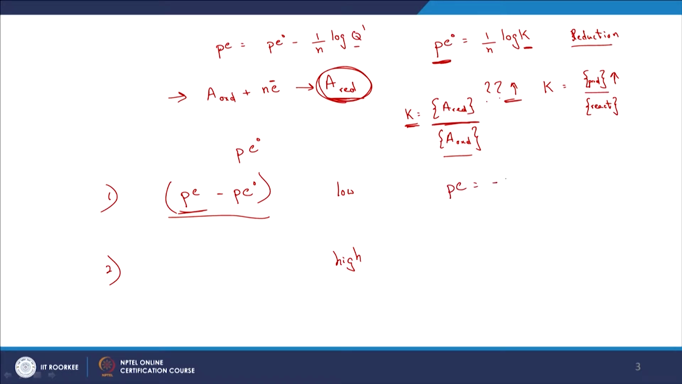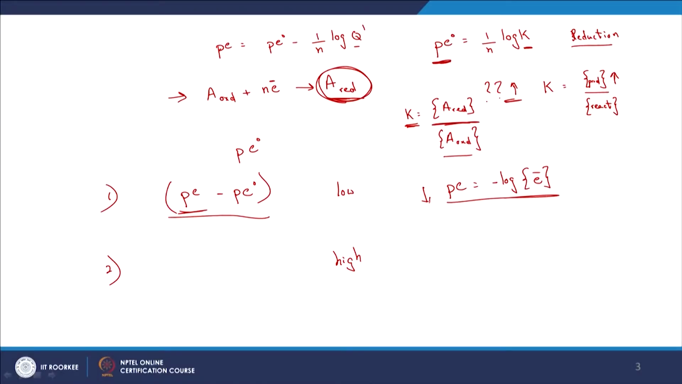As we know, pe is minus log activity of the electron, more or less. It is obviously similar to pH. pH is the negative log of the H plus activity. So what does a low pe value mean? Similar to a low pH value meaning a higher H plus concentration, again it is negative log, so that is logical.